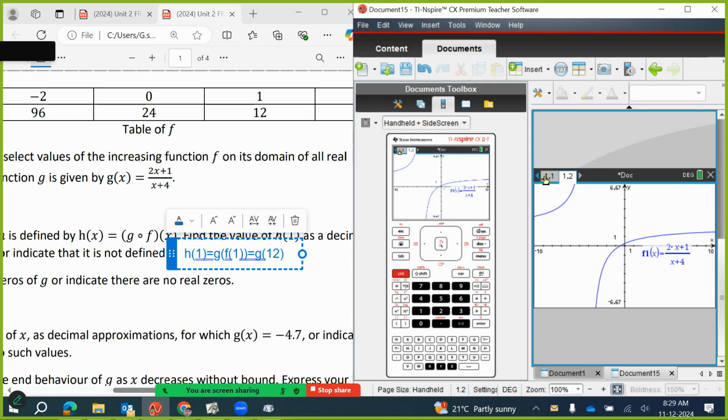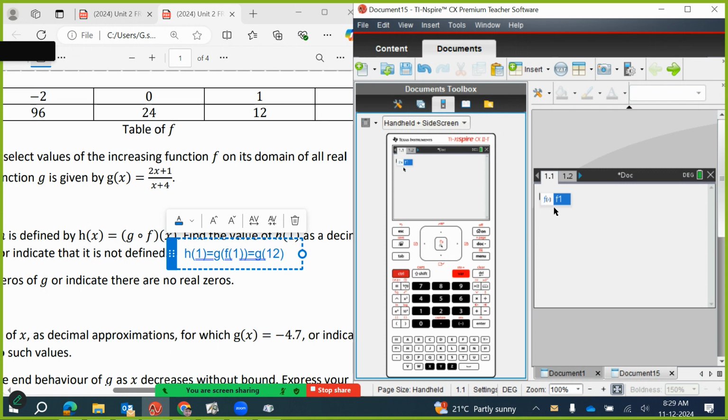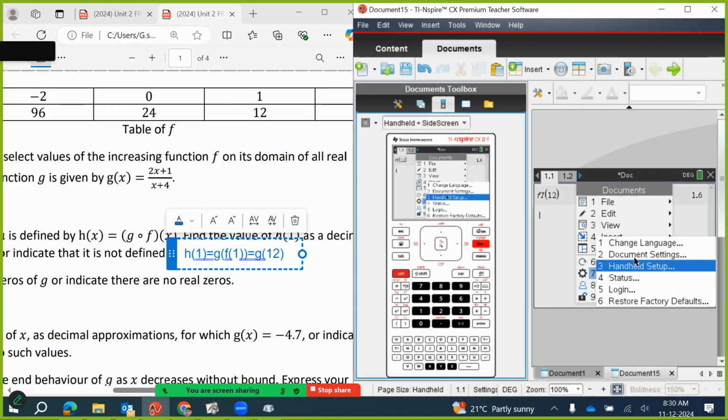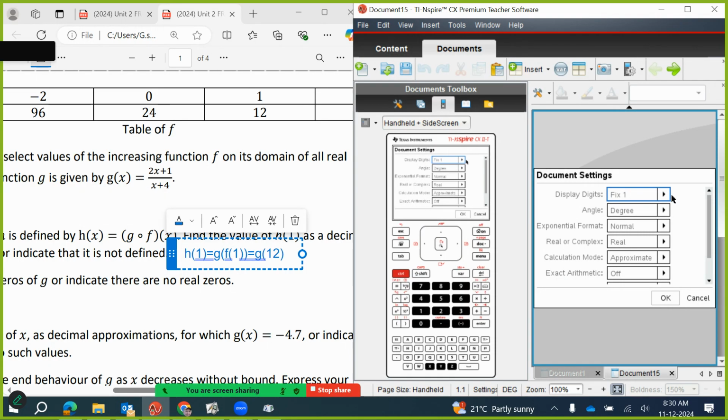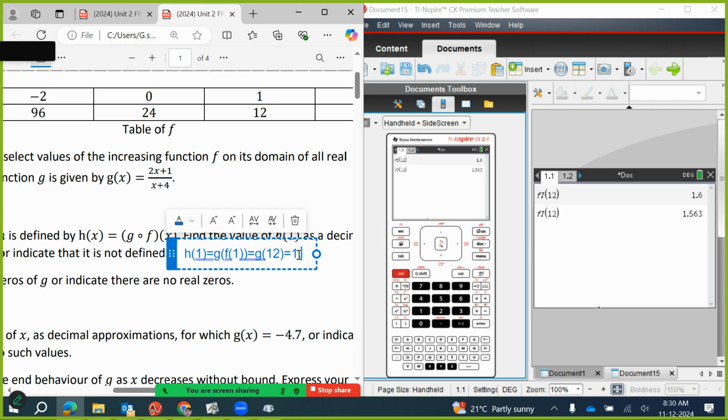The first thing I want to do is evaluate the function when g is entered with 12. We'll pull up the function there and press Enter. Check how many decimals I'm giving at the moment. I'll go to my document settings and put it into Fix 3. The AP tends to like 3 decimal places in the decimal expansions. Press Enter again, and we get our value. So our answer on this one is 1.5625.